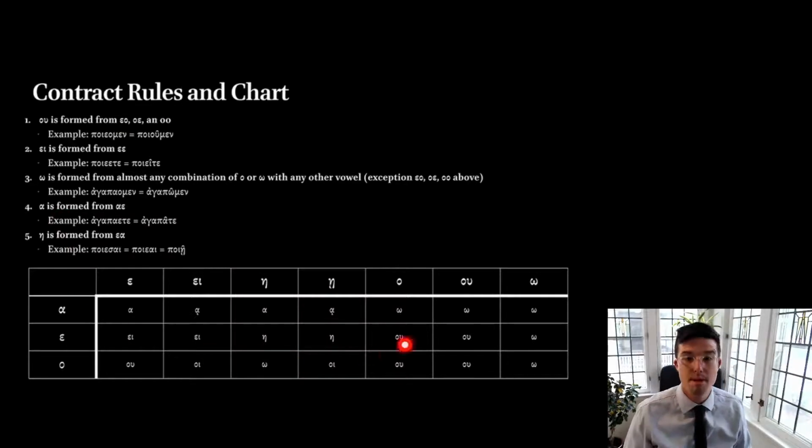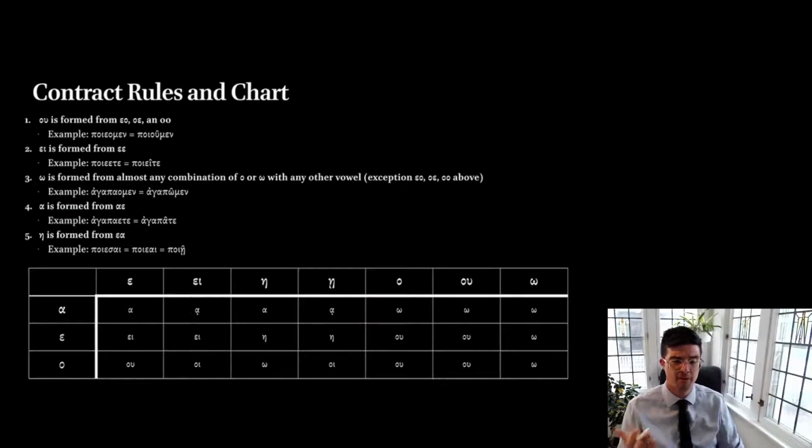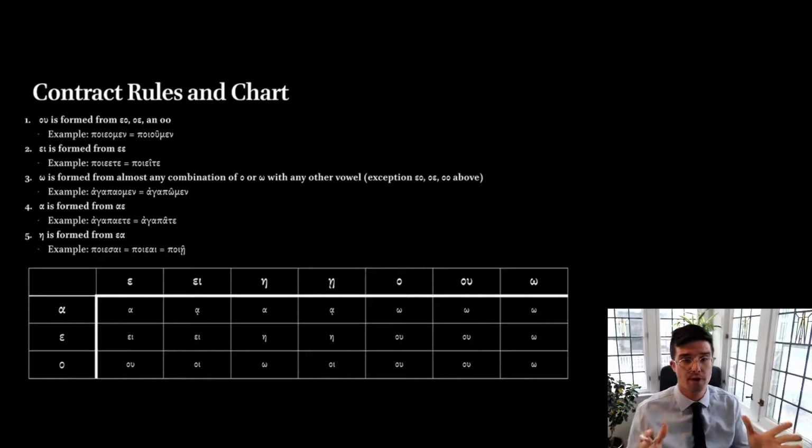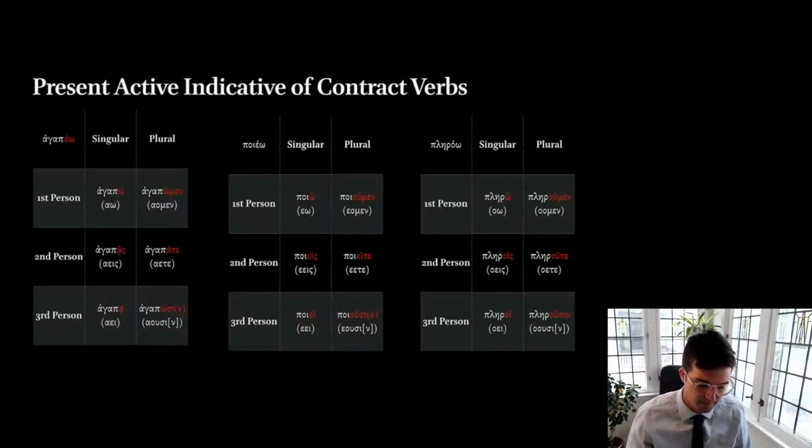And you're not asked to memorize any of this for this week. This is more for your reference, for your recognition of when there is a contract verb. But what this table down here does is it essentially puts these rules into a chart that combines any short vowel with a long vowel or diphthong that it might combine with, and these are going to be the results of those different combinations. And again, for your reference, I give you here forms of agapao, poieo, and plerao.